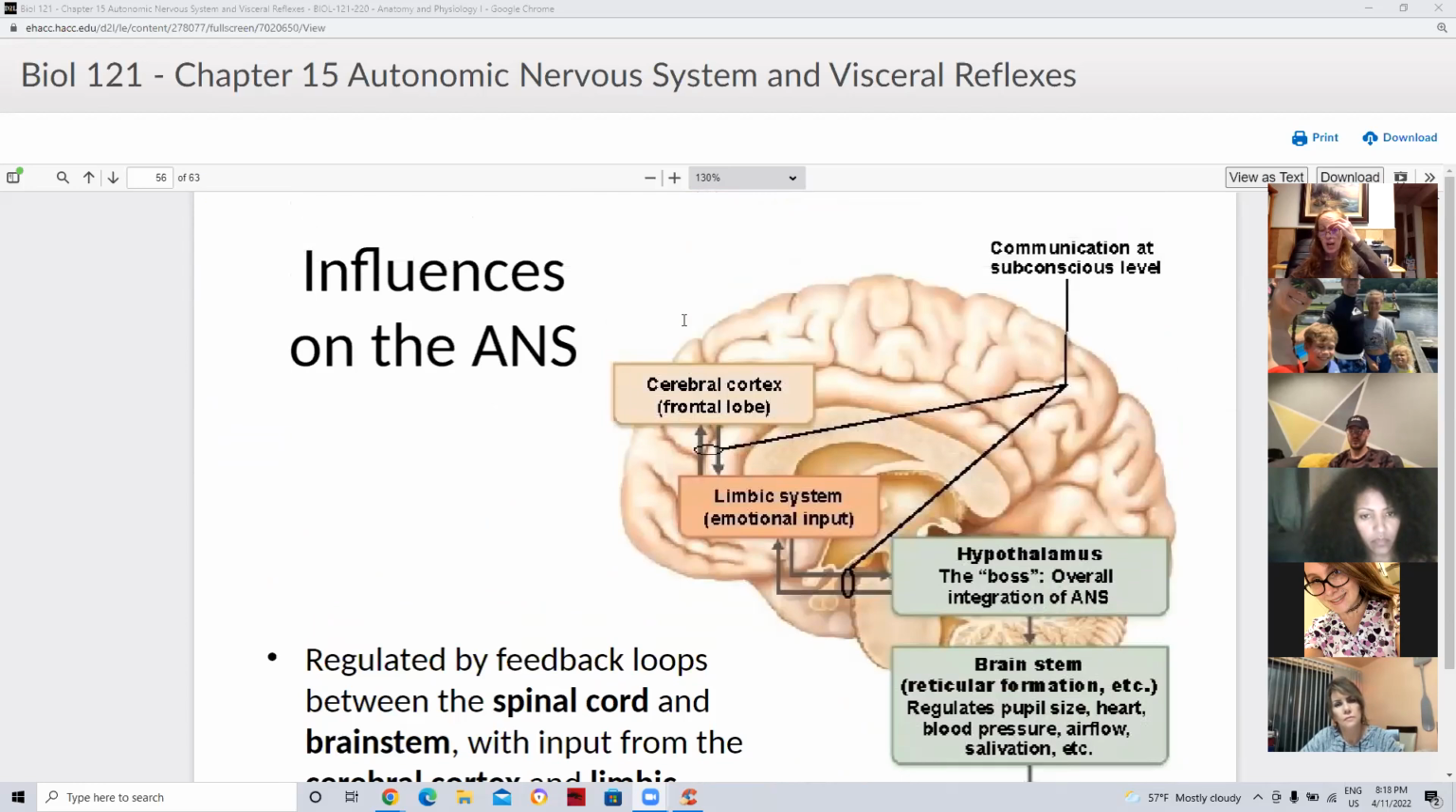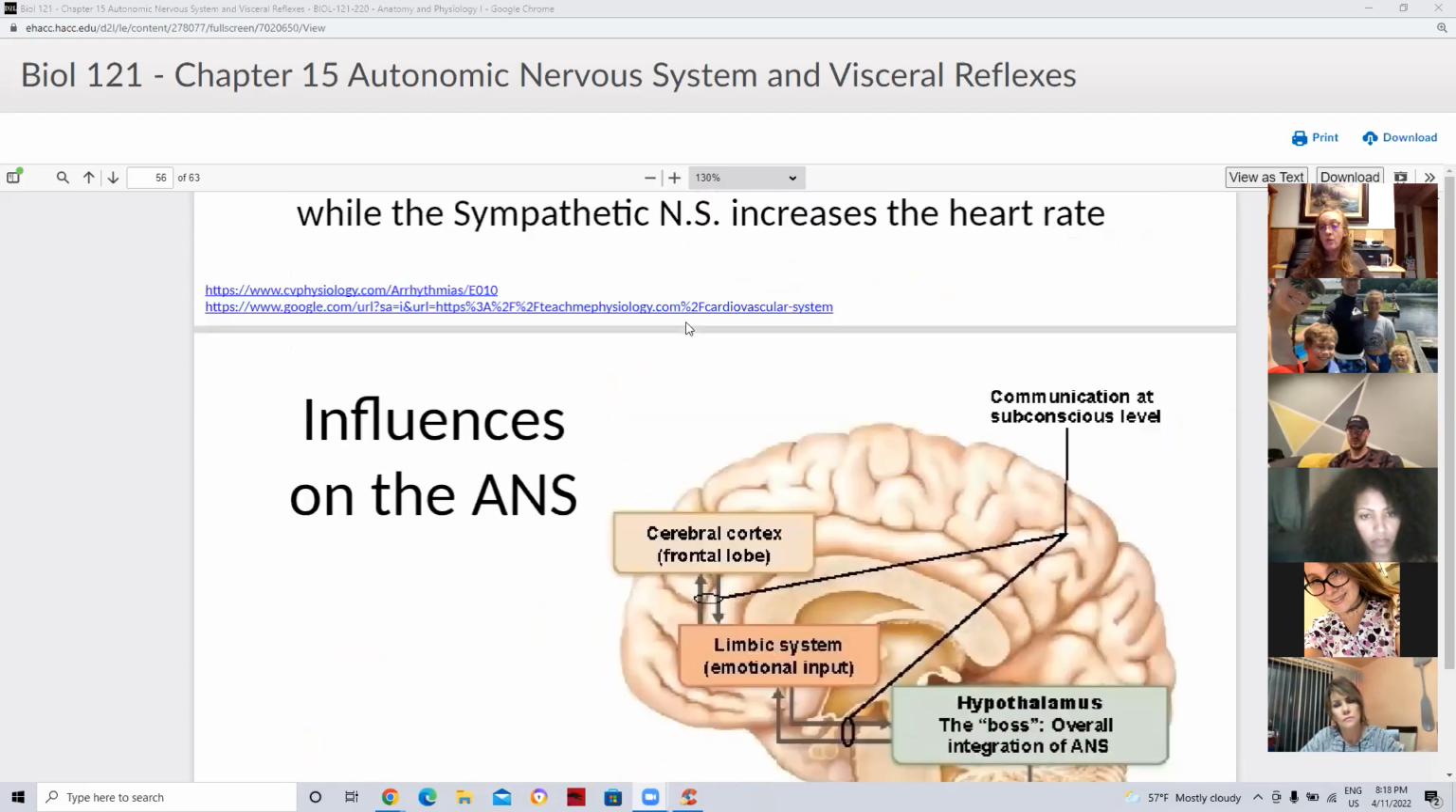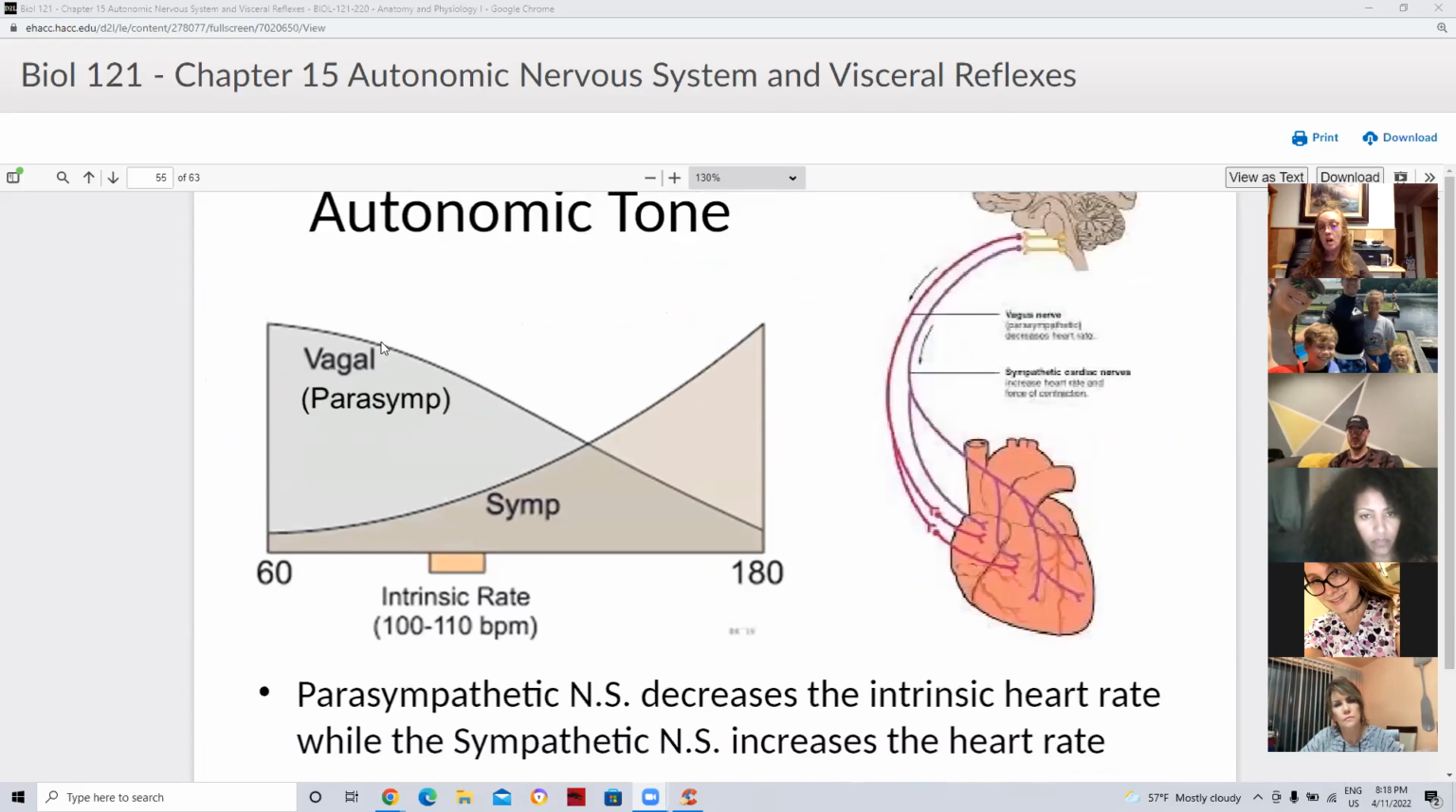By doing what Max mentioned before, hyperpolarizing it so it's less likely to fire action potentials, or depolarizing it a little bit to make it more inclined to fire action potentials.